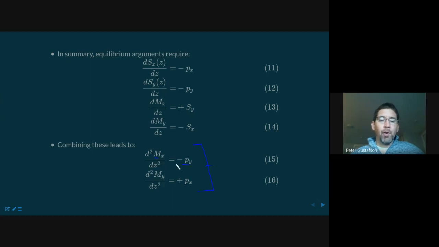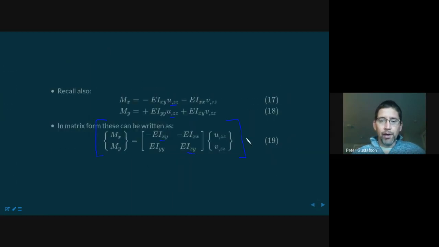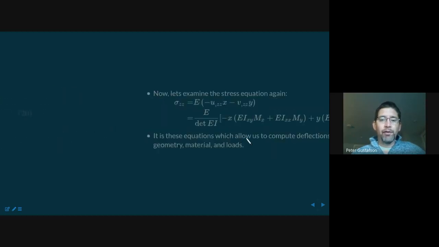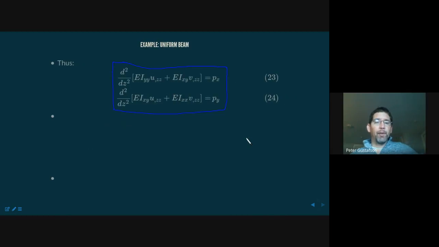So second derivative of moment is distributed load. Moment was equal to second derivative of the out of plane displacement here. And when you combine those two things, and I recognize I'm flipping through slides, so hopefully you're able to capture all this. If not, I'm happy to go back. If we take the second derivative with respect to z of the moment, that's what this was, the moment inside of here, now we're taking its second derivative and setting it equal to the distributed load.